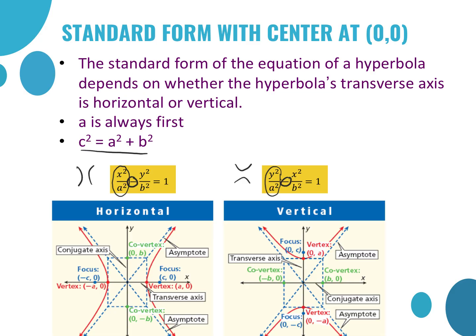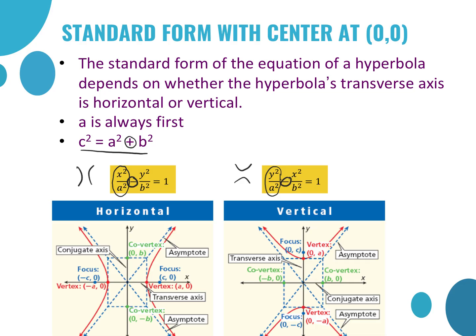Notice we also saw something similar to this with an ellipse, just this time we have a plus instead of a minus, right? So things look opposite for a hyperbola as they do for an ellipse. This was a minus with an ellipse, this was a plus with the ellipse, and it's going to be the opposite for hyperbolas. This is a plus here, and this is a minus here.